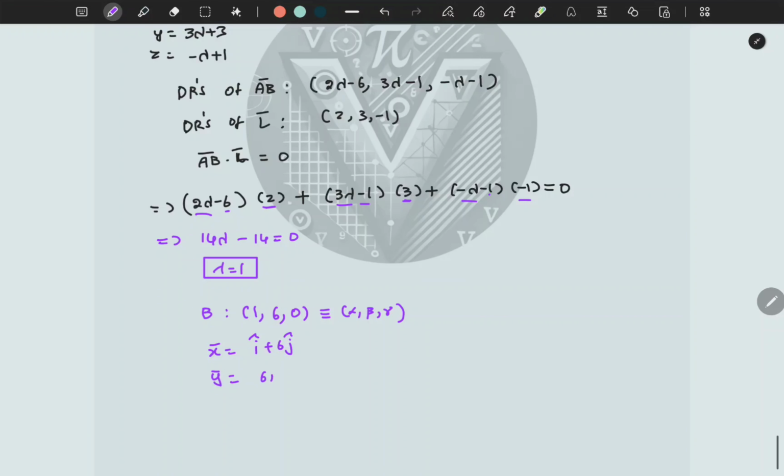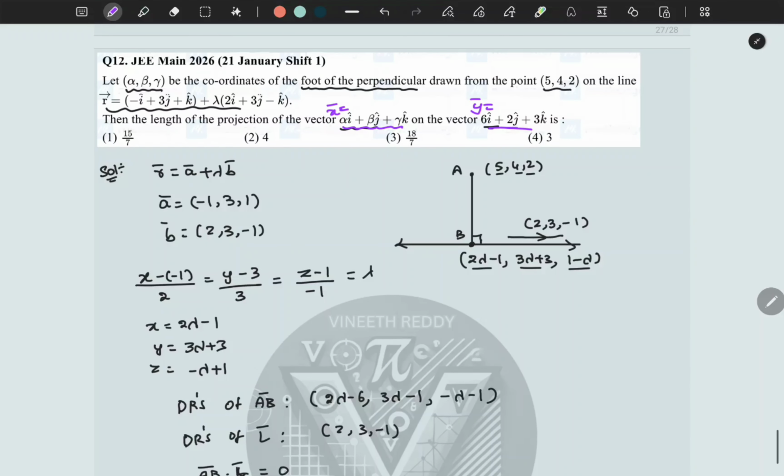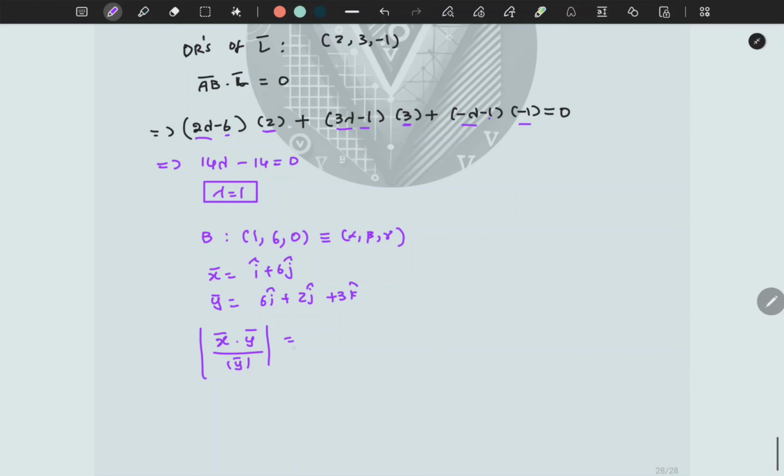Y bar is 6i plus 2j plus 3k, right? So what is he asking? He's asking us to find x dot y by magnitude of y, right? So the projection of x on y will be this only, no? The length of projection will be x dot y by magnitude of y.